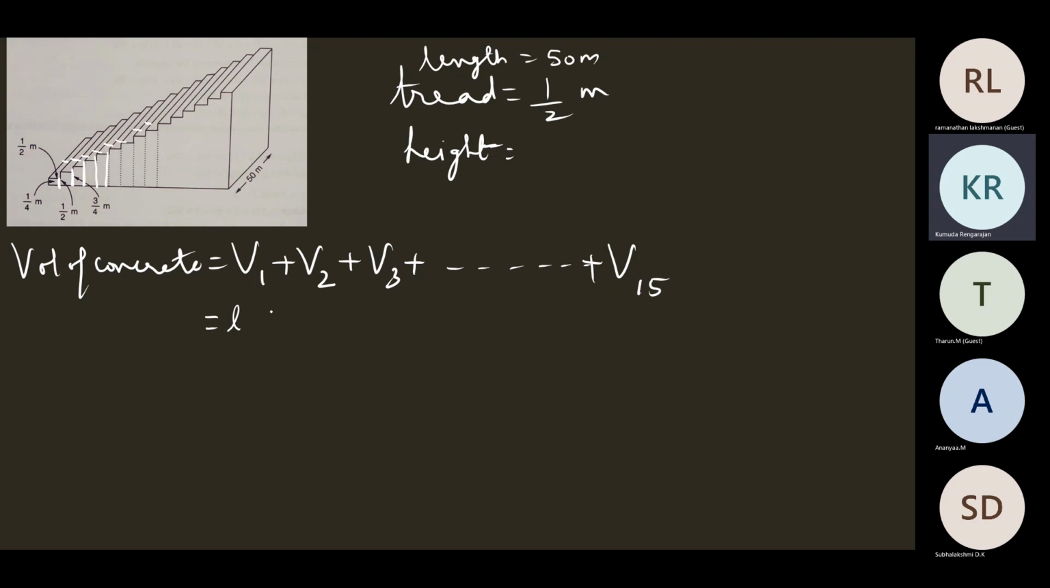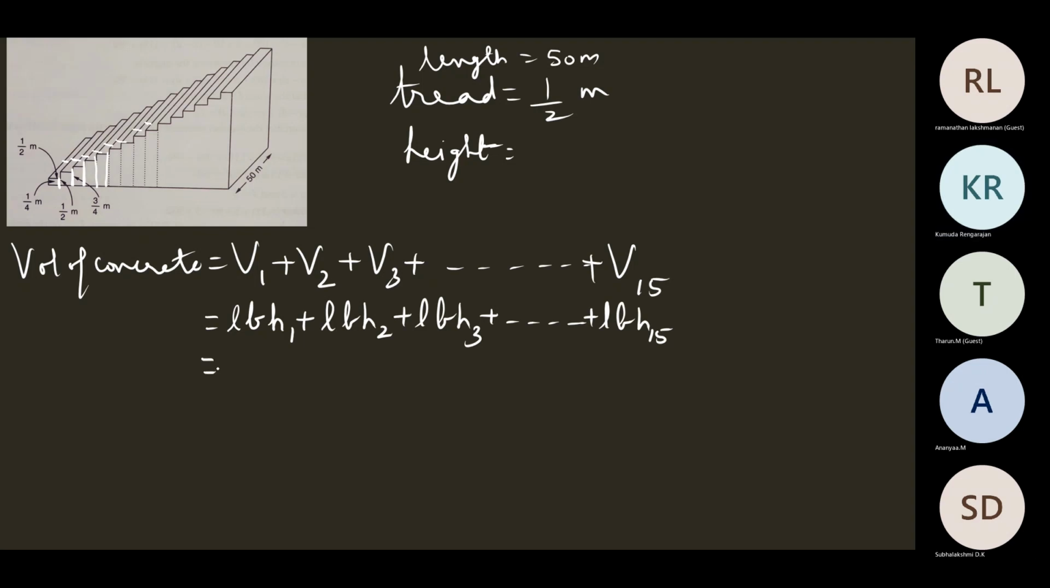So volume of a cuboid we know as LBH. L and B are the same for everything. So LBH1 plus LBH2 plus LBH3 plus LBH15. Am I right, children? Length and breadth are the same everywhere. So height is the only thing that changes with every step. So H1, H2, H3, and it's LBH because every step is a cuboid. Now LB is common. LB times H1 plus H2 plus H3 plus H15.